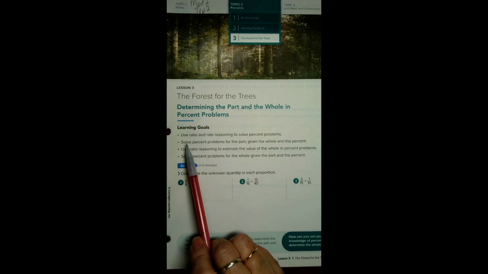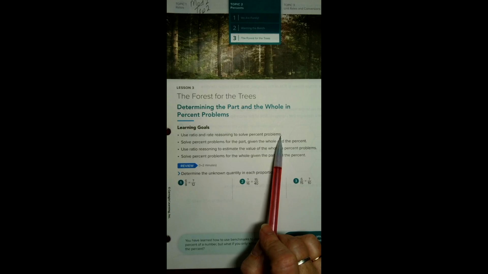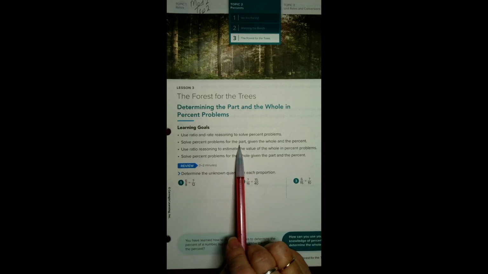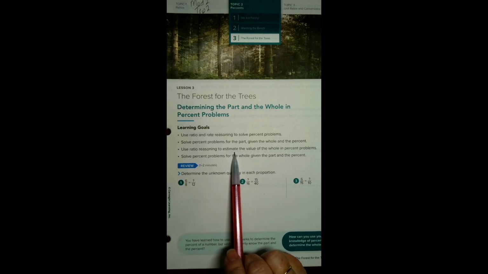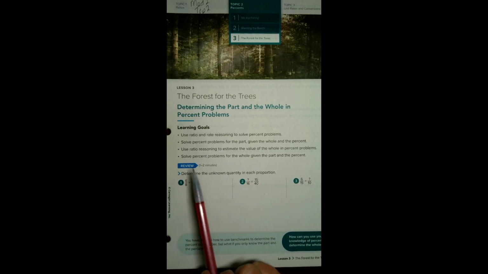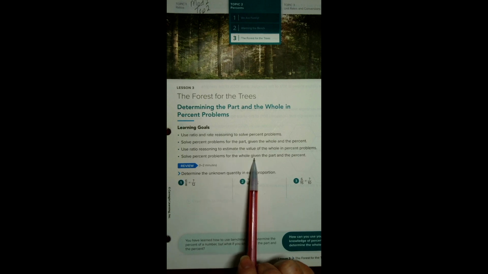Learning goals. Use ratio and rate reasoning to solve percent problems. Solve percent problems for the part given the whole and the percent. Use ratio reasoning to estimate the value of the whole in percent problems. And solve percent problems for the whole given the part and the percent.